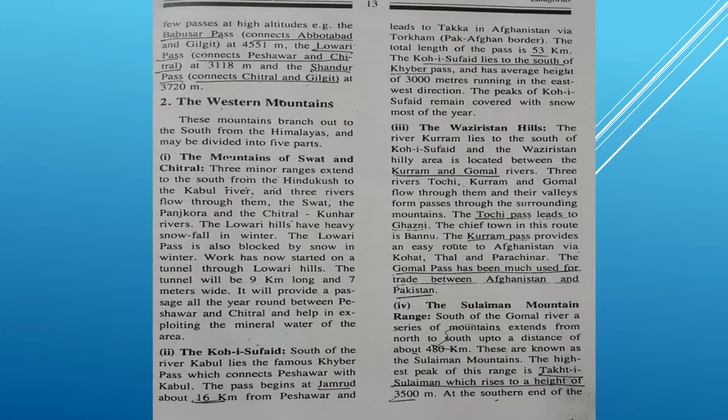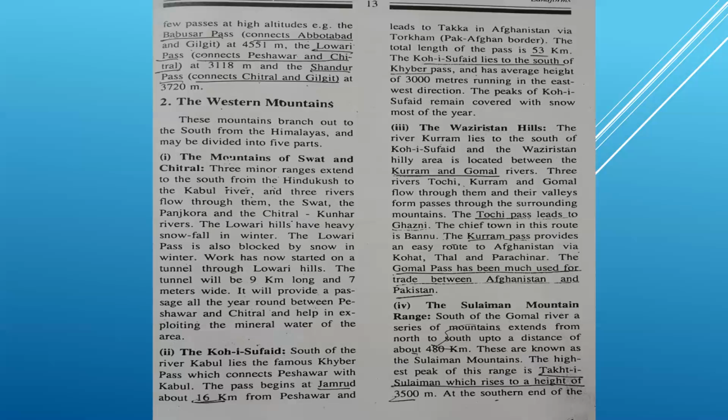Work has now started on the tunnel through the Lowari Hills. The tunnel will be 9 kilometer long and 7 meter wide. It will provide a passage all the year round between Peshawar and Chitral. What is the reason why this tunnel is constructed?